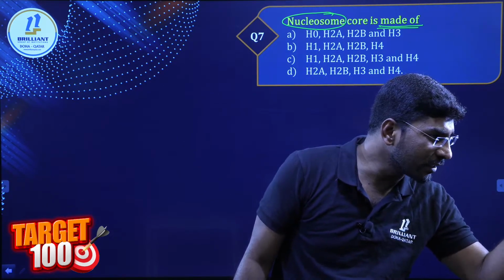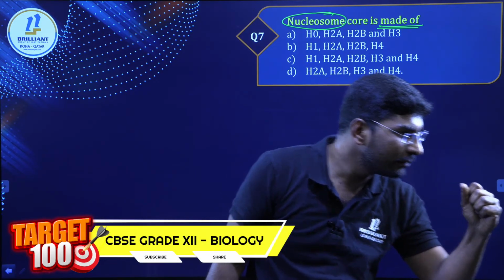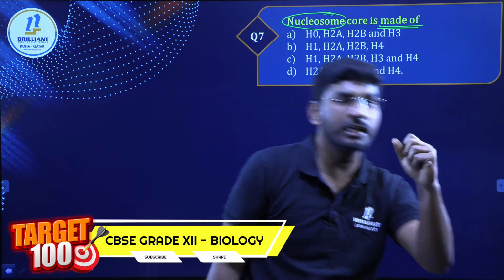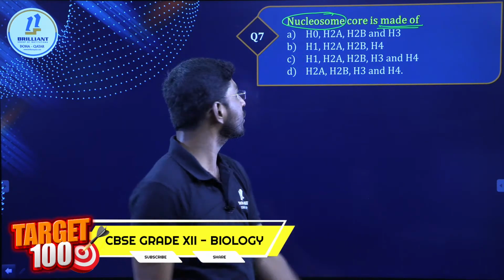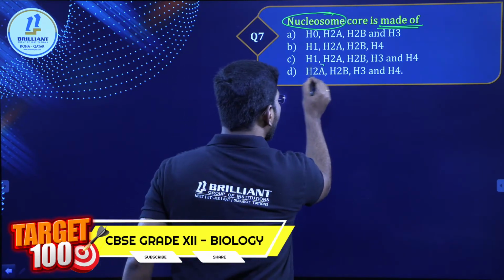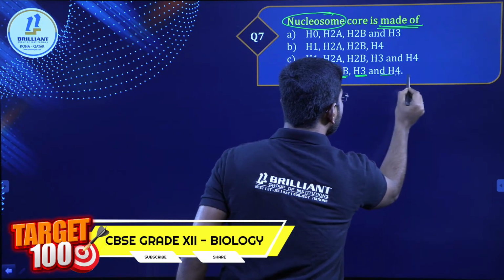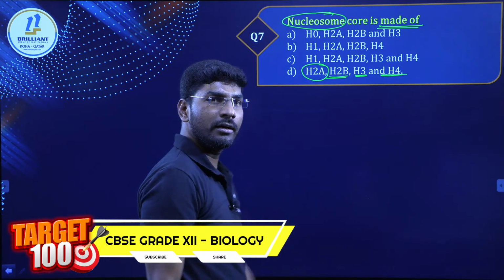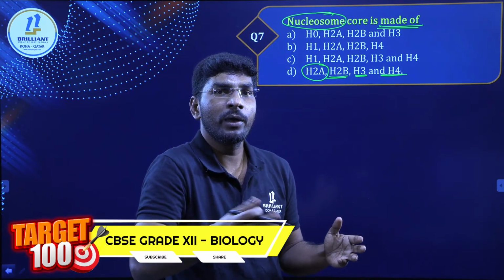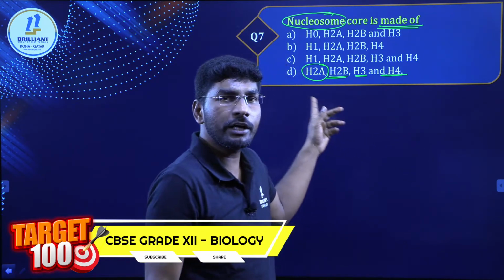What is the right answer? Histone. The nucleosome core is made up of H2A, H2B, H3, H4, but they are 4 types only, right? But we call it the histone octamer. What is the meaning of octamer? 8 are there. Here only 4 types are there.